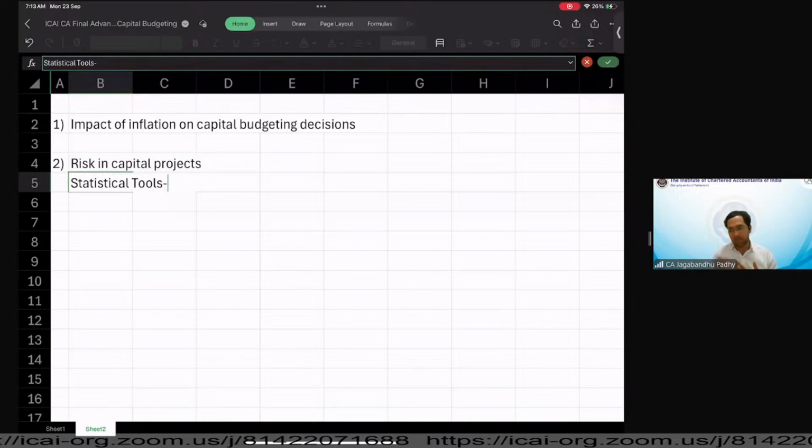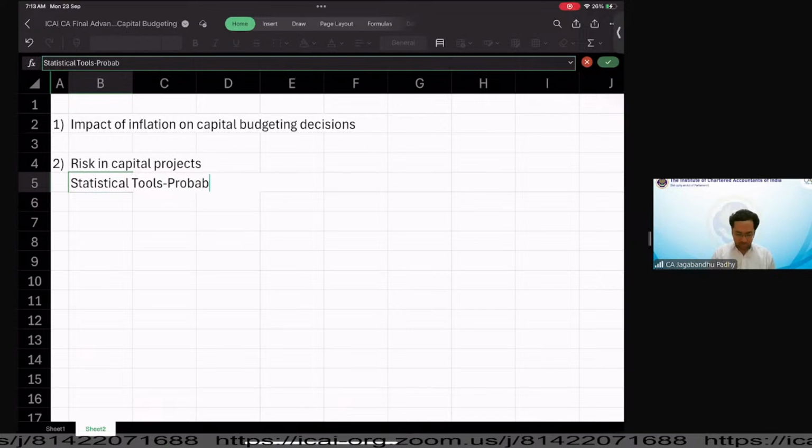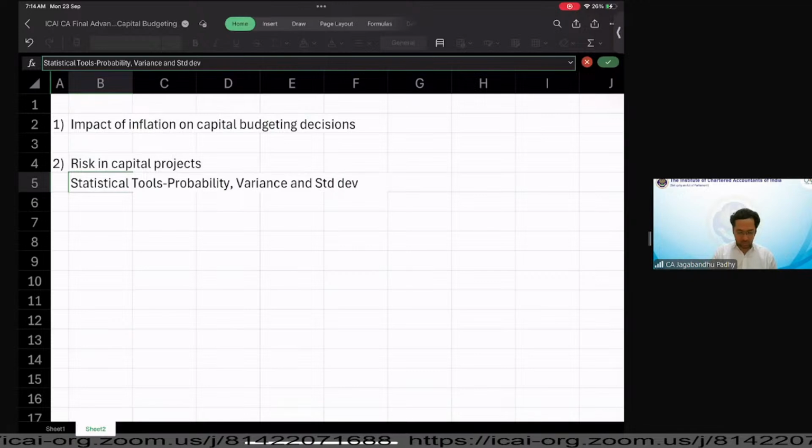So in the foundation course, you might have learned something called probability, standard deviation, variation, or some sort of coefficient of variation. So all those aspects are actually going to be applied in our topic of advanced capital budgeting to measure the risk. We're going to use probability, we're going to use variance and the standard deviation, right?